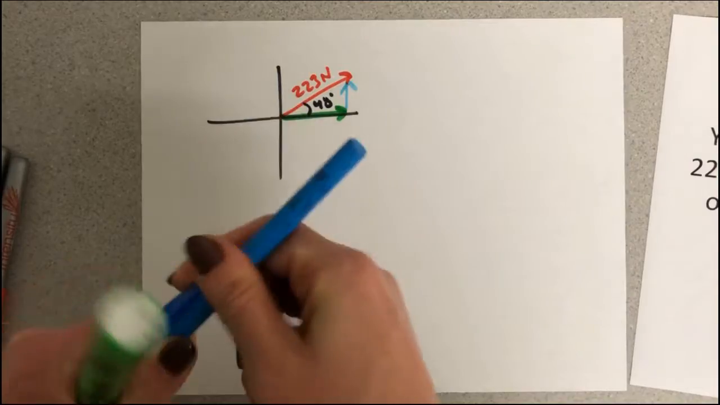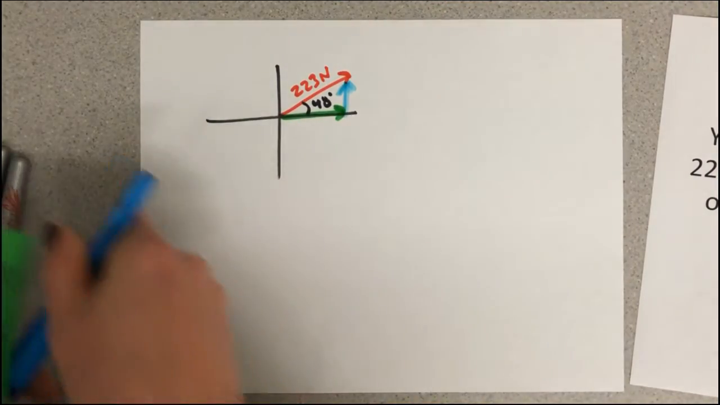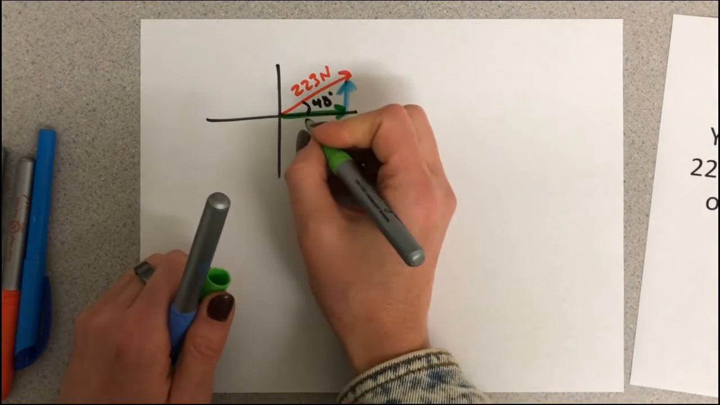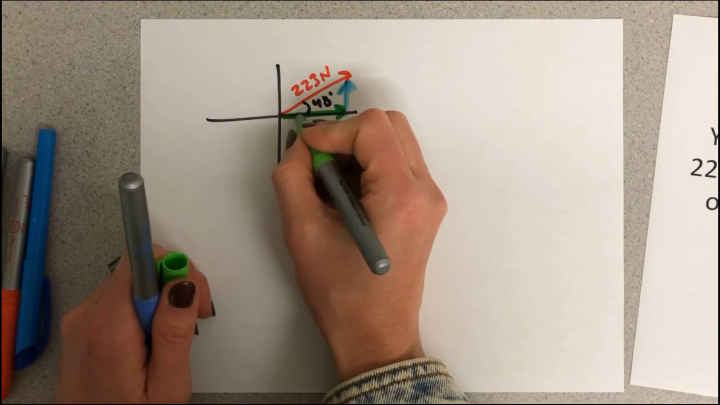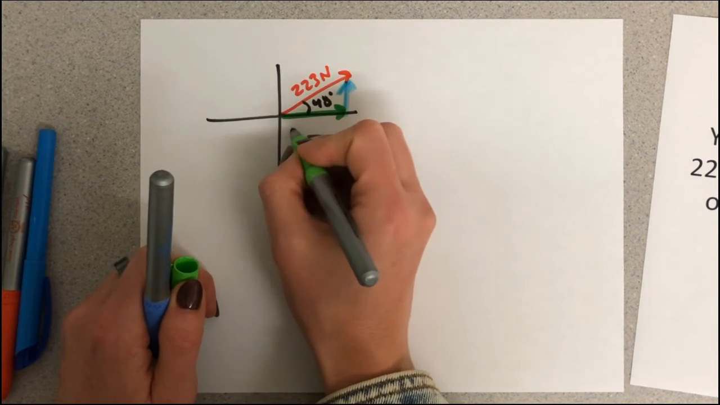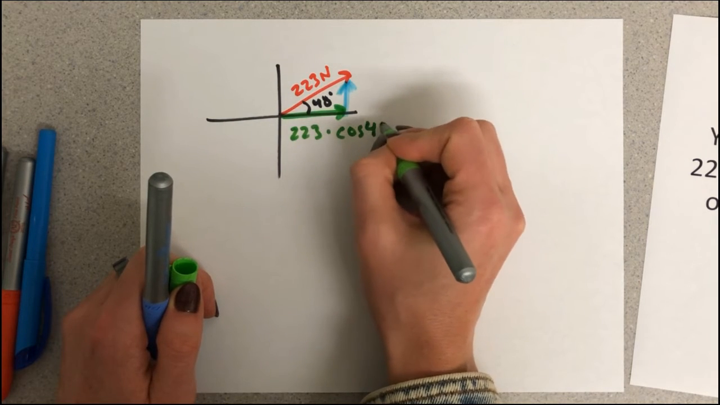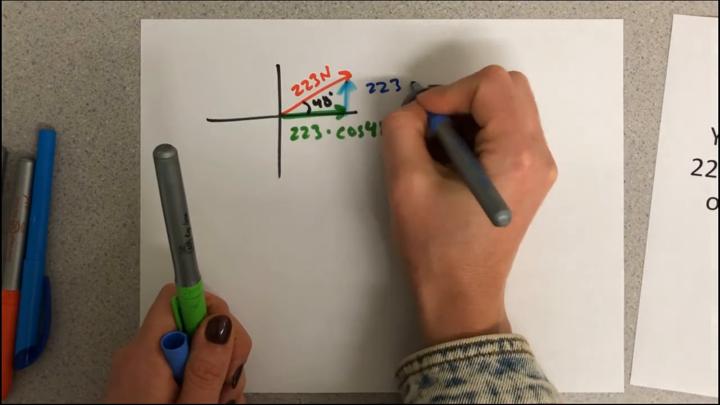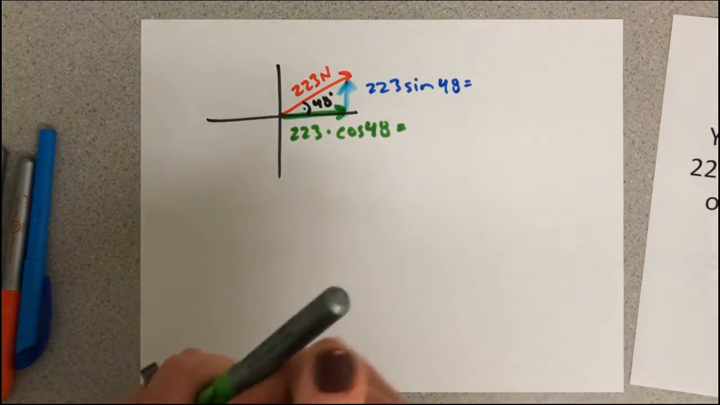Sorry, I should have drawn it like this first. We got them head to tail. Here and here. Okay, so let's figure this out. So we can say that the horizontal, which is my green one, is going to be the hypotenuse, 223, times the adjacent, so cosine of 48. And this one's going to be 223 times the sine, because it's the opposite of 48.